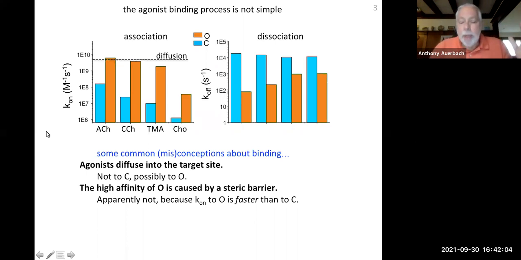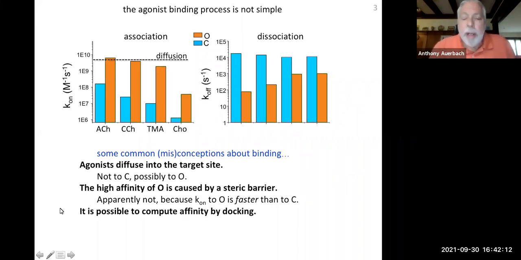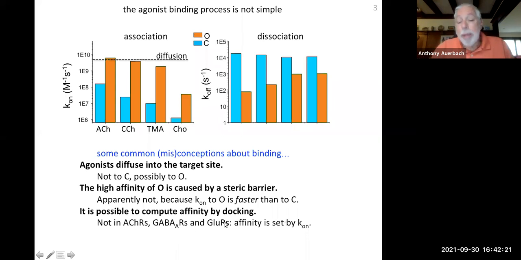It's causing high affinity. And it's possible to compute affinity by docking. People dock billions of compounds and measure the stability of the docked state and say that has something to do with affinity. Well, that may be true for some ligands and some receptors, but it's not going to be true for ACh receptors, GABA receptors, and glutamate receptors, which all show this subdiffusional, agonist-dependent binding to C. And so affinity is set by K-on. K-off is the same, it's K-on, and when you do docking, all you're going to get is K-off. So it's not going to be useful for these receptors and these small agonists, and maybe for other receptors and bigger agonists it would be useful. Okay, that's the first point.